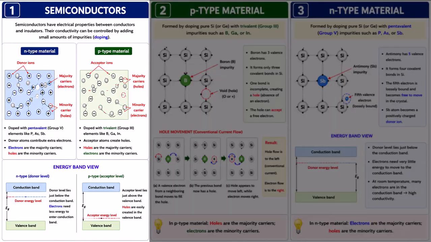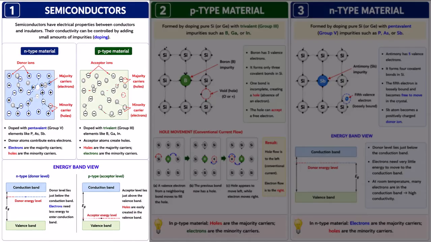A semiconductor, such as silicon or germanium, has conductivity between a conductor and an insulator. Pure silicon has 4 valence electrons. Each silicon atom forms covalent bonds with neighboring silicon atoms. But pure silicon does not have enough free charge carriers for most electronic applications. So we add a very small and controlled amount of another element.